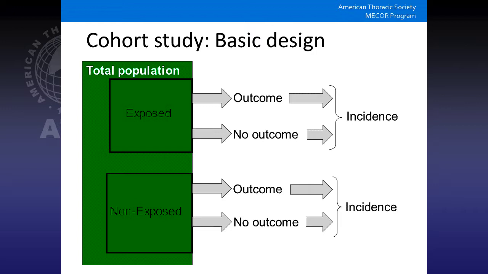It's usually given as cases per person-time, such as cases per 100,000 per year, as an example. So we look at the incidence in the exposed, and we compare it to the incidence in the non-exposed. And we use it as a ratio, and it's called the relative risk. So, for example, if we see a relative risk of lung cancer for smokers of 10, what this means is that the incidence of lung cancer in smokers is 10 times what it is compared to the incidence in the non-exposed, non-smoking group.